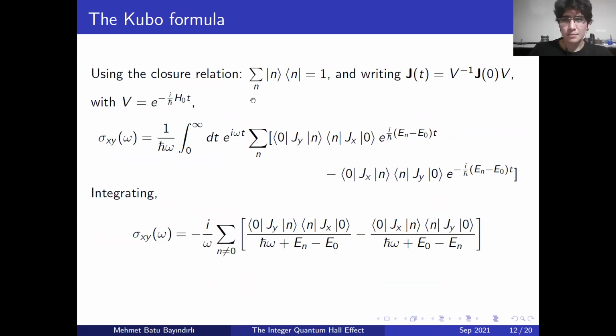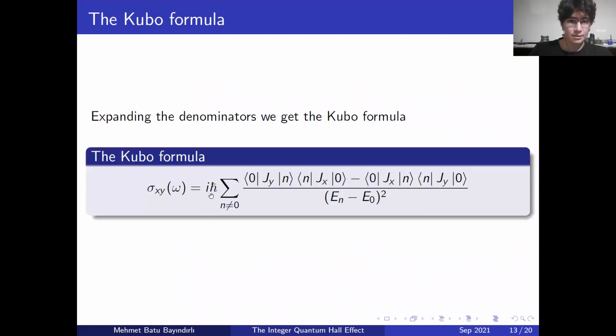Let's not dive too much into these computations. We use the closure relation in quantum mechanics, we integrate, and we expand this small denominator, and we get the Kubo formula in the end. So this is the thing we wanted. We wanted to state the transverse conductivity in terms of the quantum mechanical variables, which are J_y, J_x, and our energy levels, n and 0.